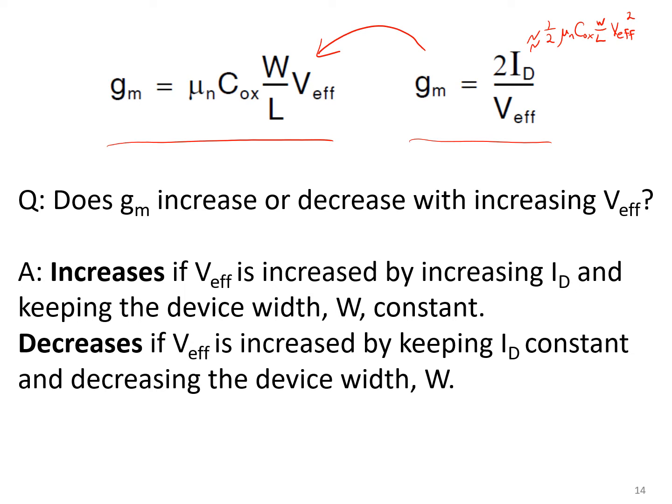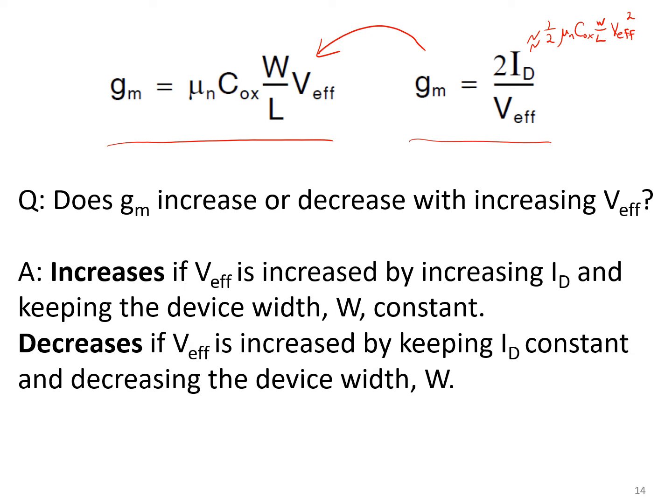Because they're mathematically equivalent expressions based on our simple square law model, the truth is that GM increases if V effective is increased by increasing the drain current and keeping the device width constant. So if you have a fixed device, you're not changing the device at all, and you just crank up V effective, then you've got more current. In fact, the current increases quadratically, and so there's a net increase in GM.